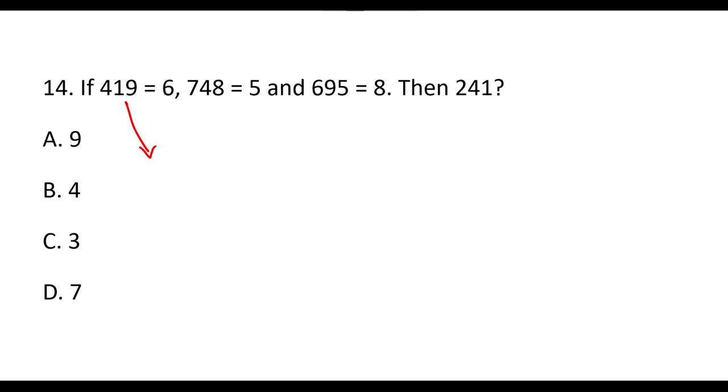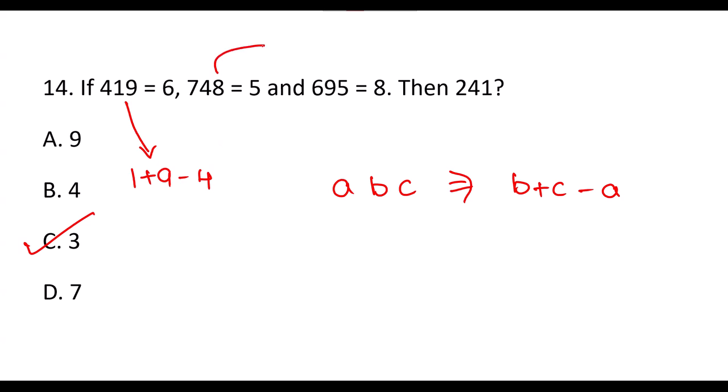Good. Then here, that is the case: 5 minus 2. If you observe A, B, C, the answer they are giving is B plus C minus A. That is 1 plus 9 minus 4, this is 4 plus 8 minus 7, here 9 plus 5 minus 6, and 4 plus 1 minus 2.